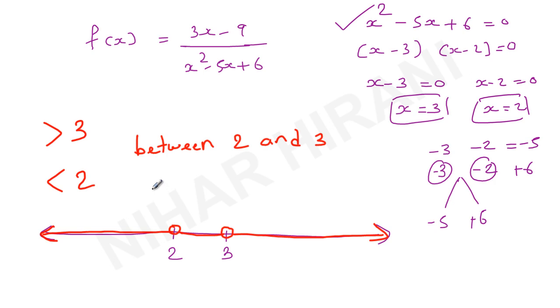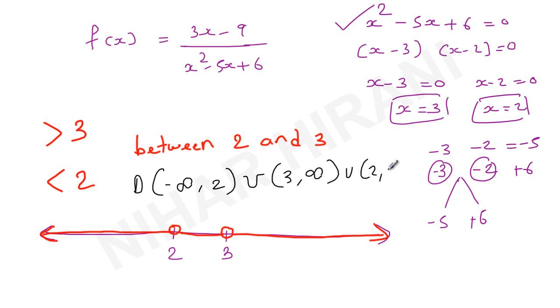Very simple. I will write the domain: negative infinity to 2, union 2 to 3, union 3 to positive infinity. This means 2 and 3 are not included, but all the values in between are included. So this is how you can write the domain for this function.